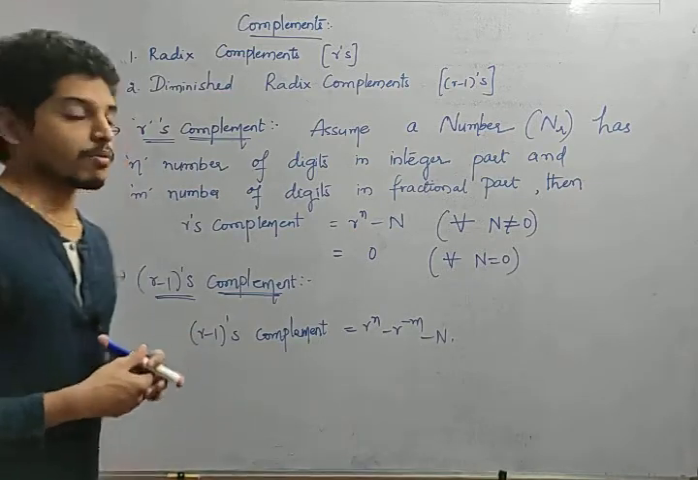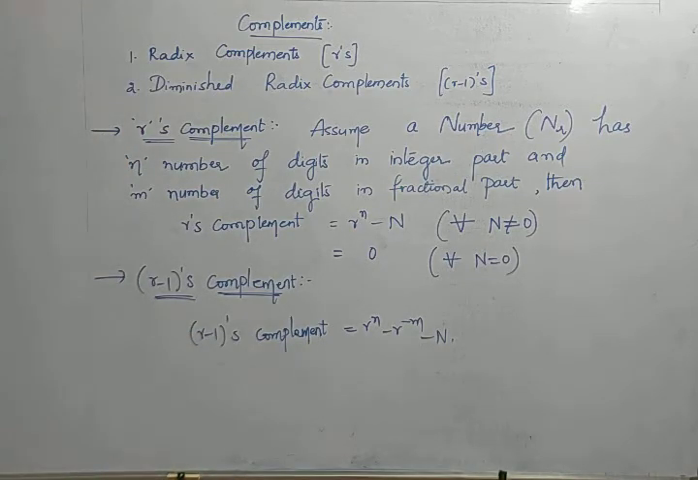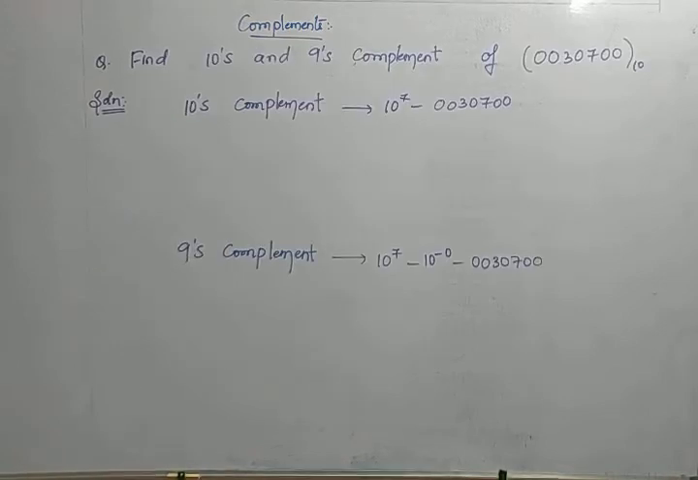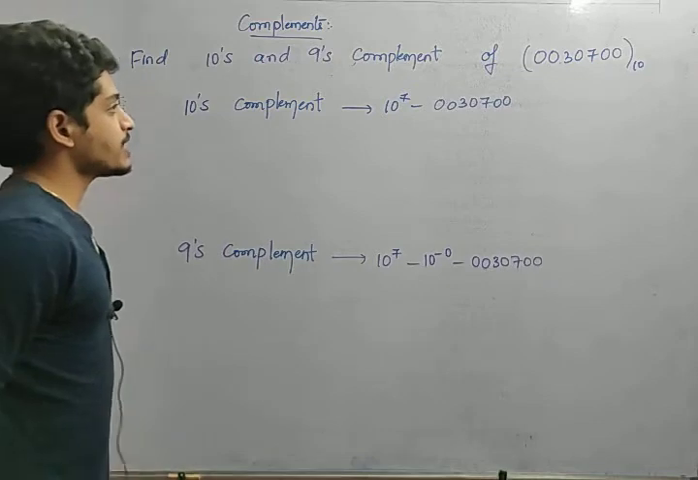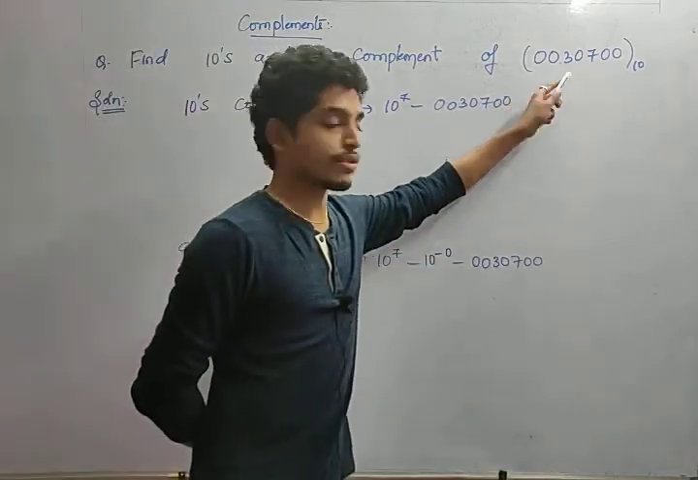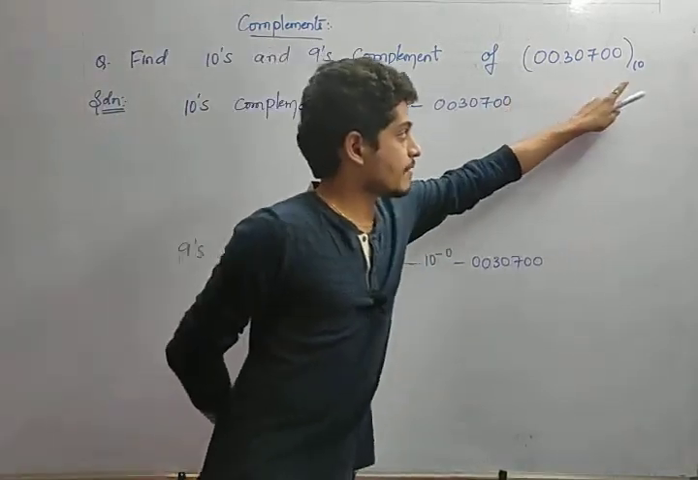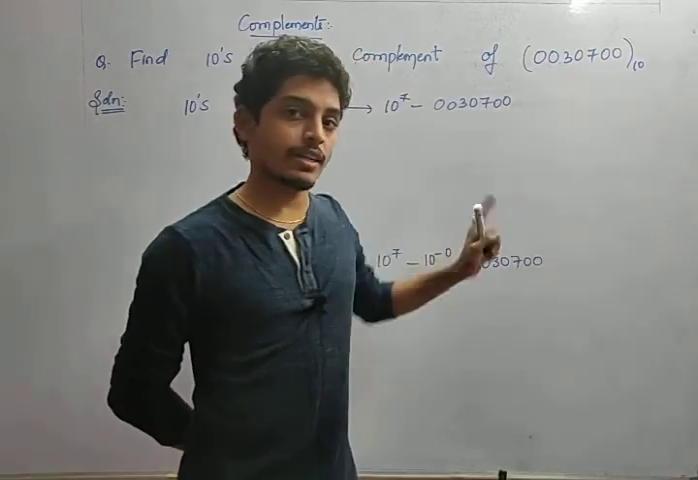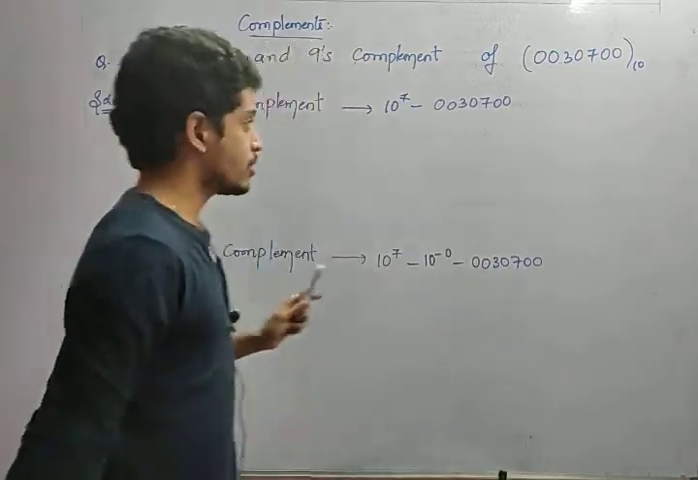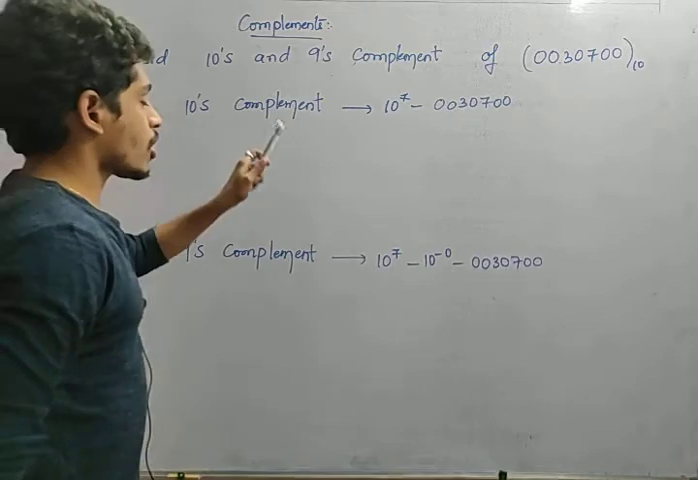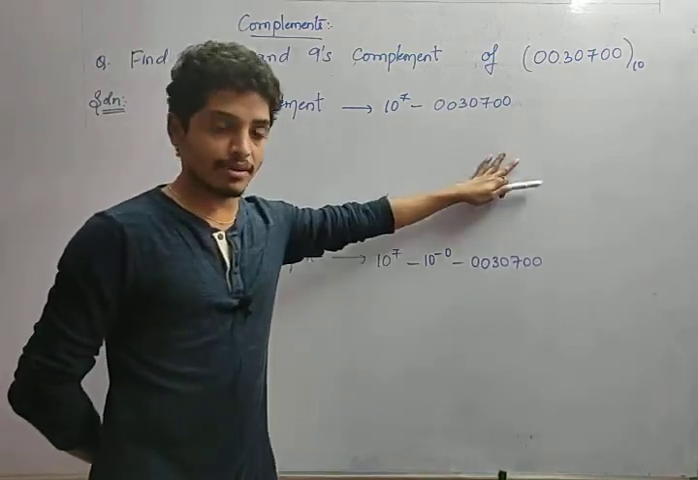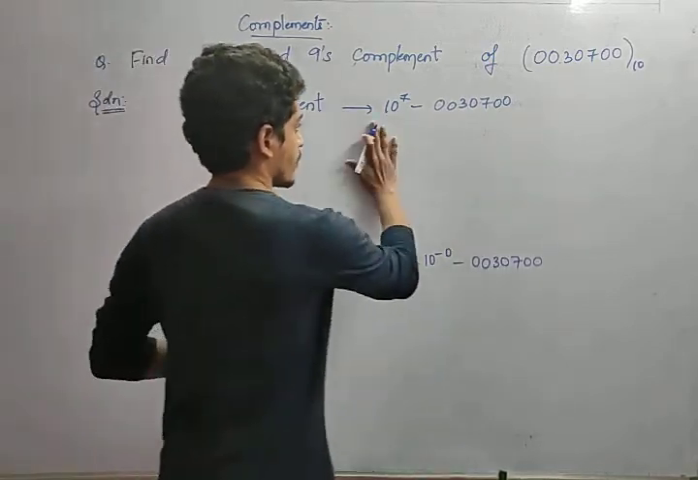Let us solve a few problems, then you will understand how to apply these formulas. Okay, now friends, let's solve this question. Find 10's complement and 9's complement of 0030700 of base 10. He is giving base 10. That means we have to calculate 10's complement and 9's complement. Generally the R's complement is R power n minus the number, right? So this is the formula we have obtained.